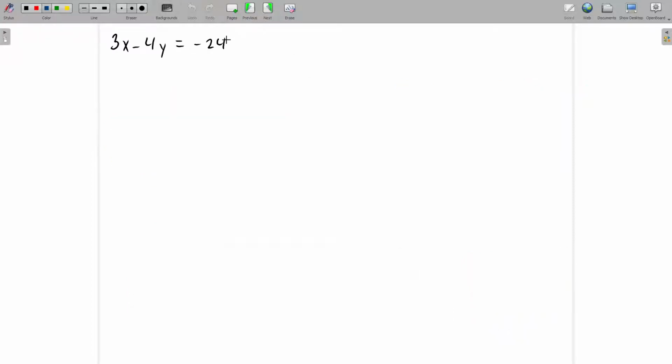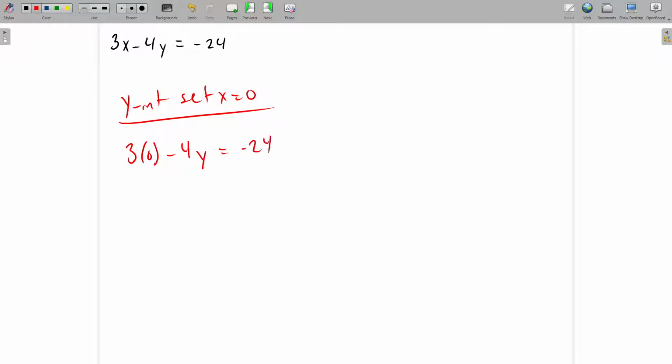Let's look at our second example. And we're going to do the same thing. We're going to find the y-intercept by setting x equal to 0. So 3 times 0 minus 4 times y is equal to negative 24. So we have negative 4y is equal to negative 24. And dividing both sides by the coefficient in front of y, the negative 4, we get y is equal to positive, because it's negative divided by negative, 6. Again, this is when x is equal to 0, y is equal to 6. It's a coordinate point.